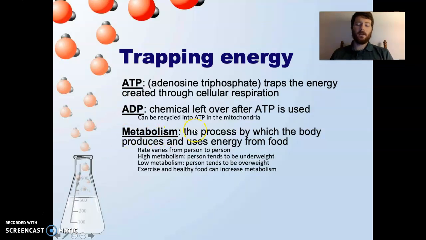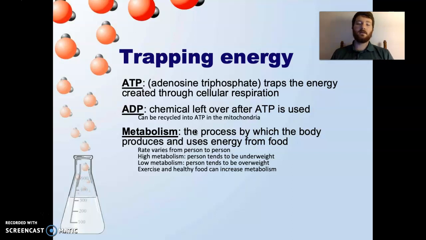And I think this is the last slide. I've got to move fast because I only have 15 minutes. Trapping energy. Your body uses ATP, or adenosine triphosphate, to trap the energy through cellular respiration. After ATP, ADP is left over, which can be recycled into ATP very easily by some food you eat. ATP fuels everything in your body.